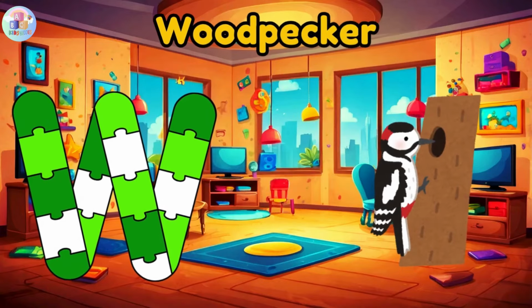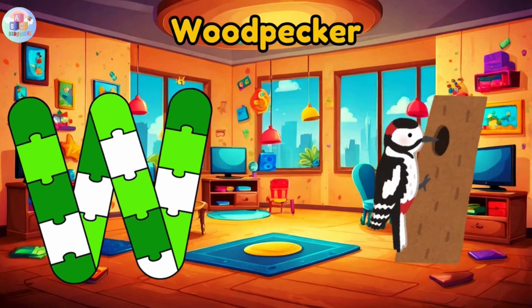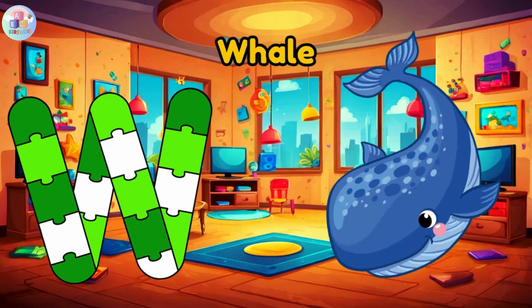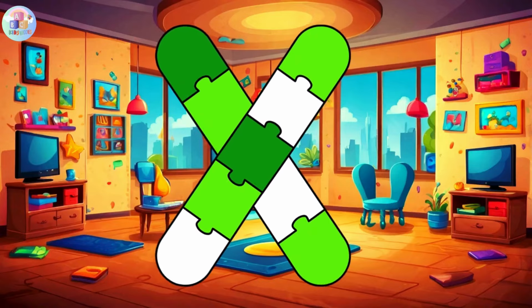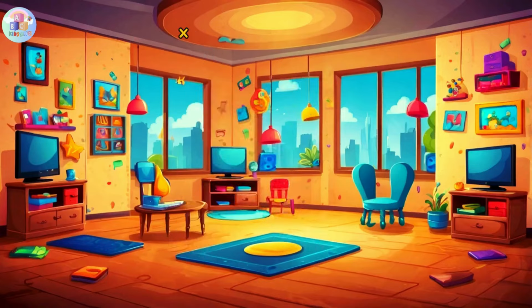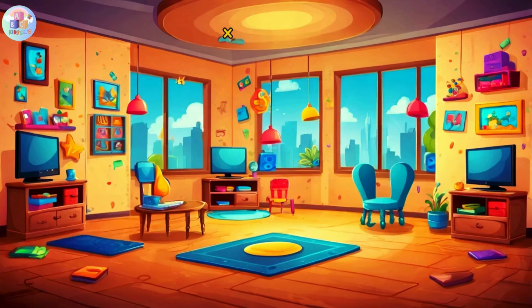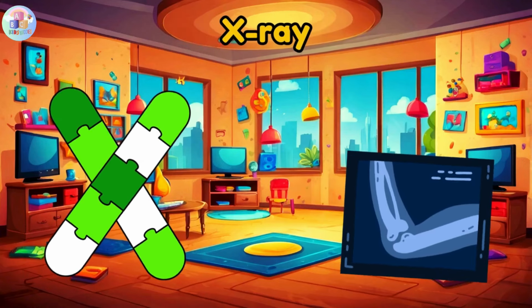W is for woodpecker. W, W, woodpecker. W is for whale. W, W, W. X. This is the letter X. X is for xylophone. X, X, xylophone. X is for x-ray. X, X, X.